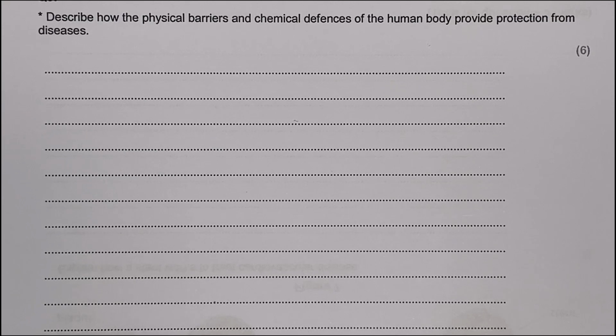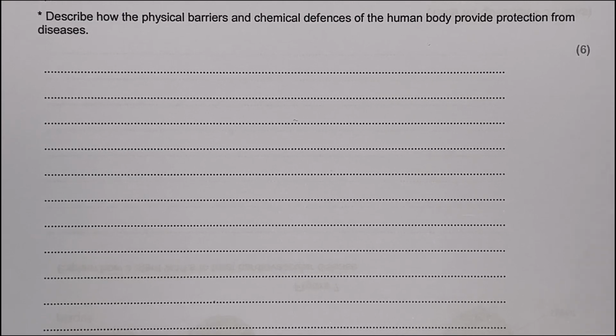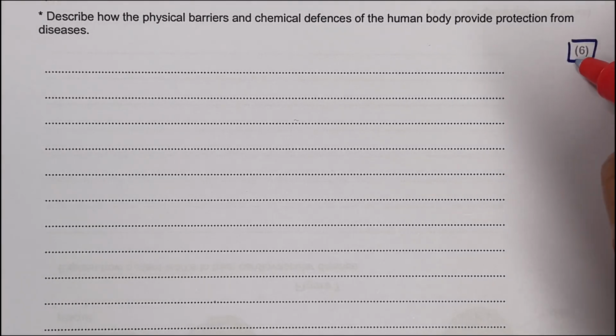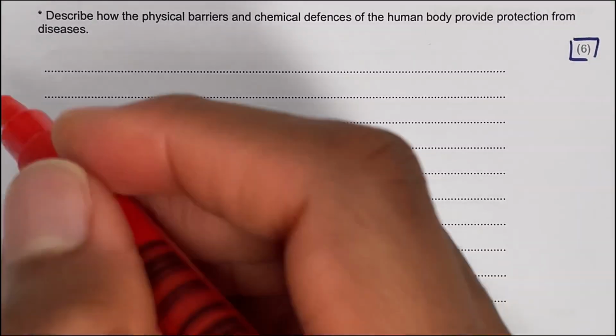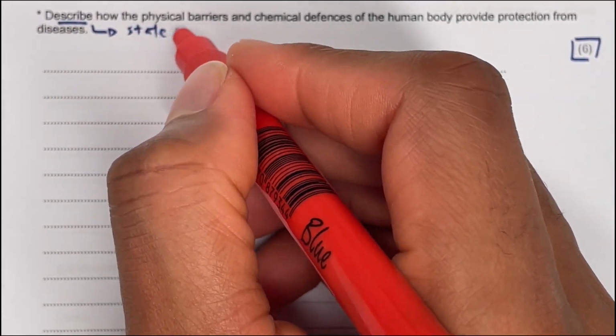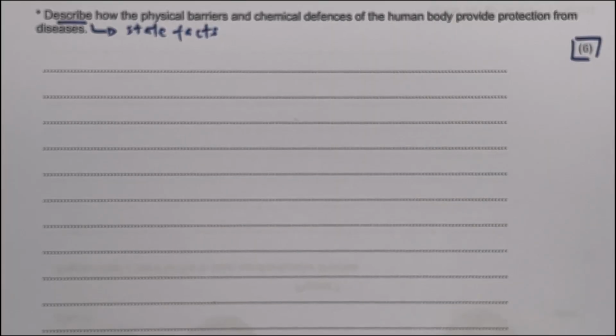Describe how the physical barriers and chemical defenses of the human body provide protection from diseases. Step 1. This question is what? 6 marks. And see, 6 marks. What is the command word and what does it mean? Command word in this case is describe. Describe means state facts.